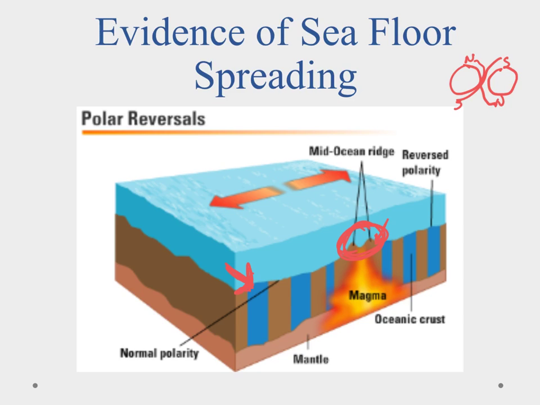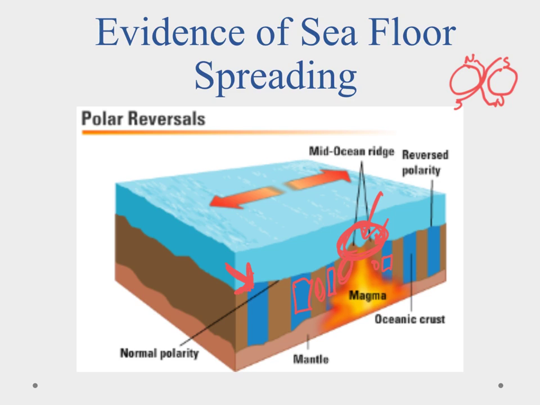And we noticed that down here in our rocks we had these bands of normal polarity, reverse polarity, normal polarity, reverse polarity. By looking at that and seeing that the pattern was mirrored on both sides of this ridge, it kind of gave us the hint that we had this seafloor spreading going on.